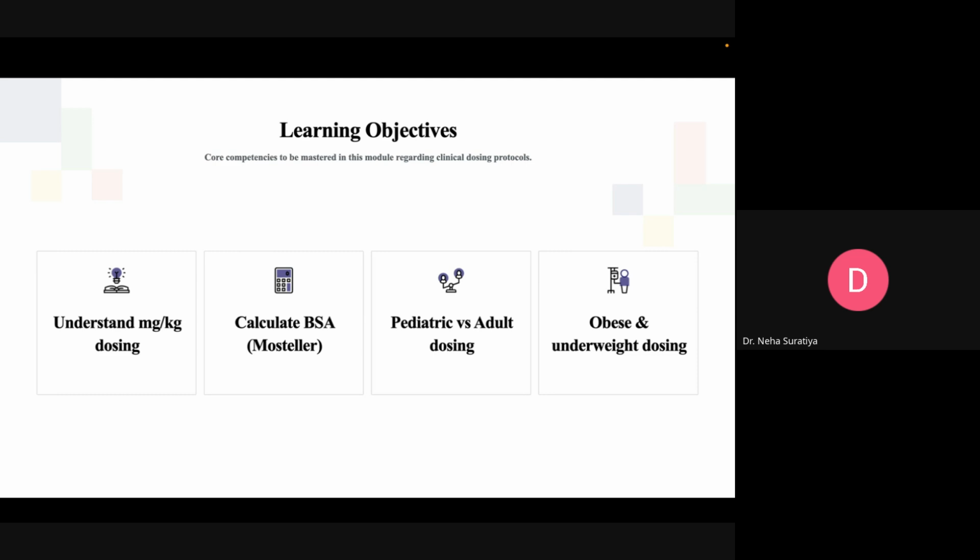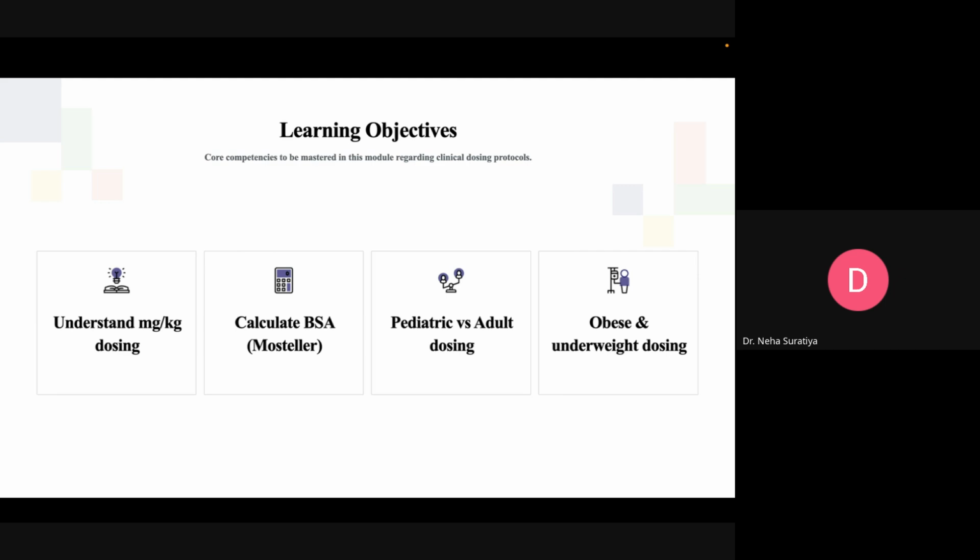Second, by the end of this session today, you should be able to understand and calculate body surface area, that is BSA. For that we have one formula, the Mosteller formula. I will let you know what it is and how to use it. You should be able to calculate body surface area step by step using height and weight, without relying blindly on any type of calculators. Correct? That is our second learning objective.